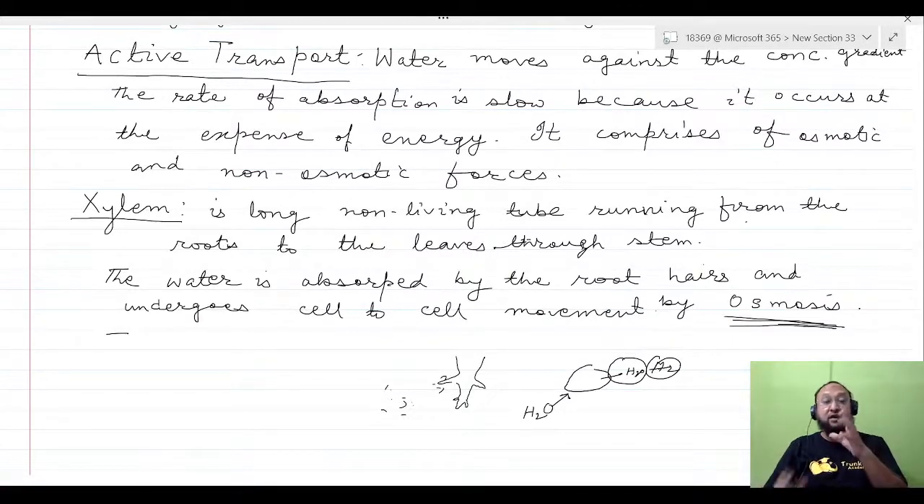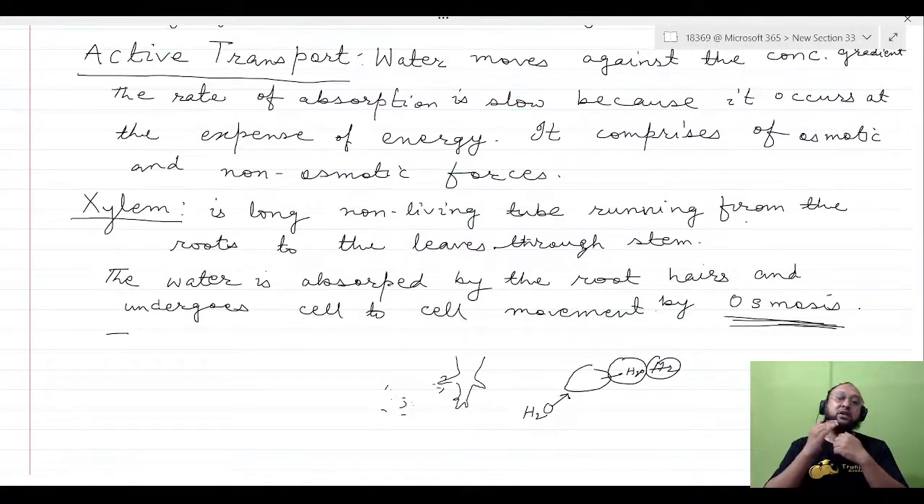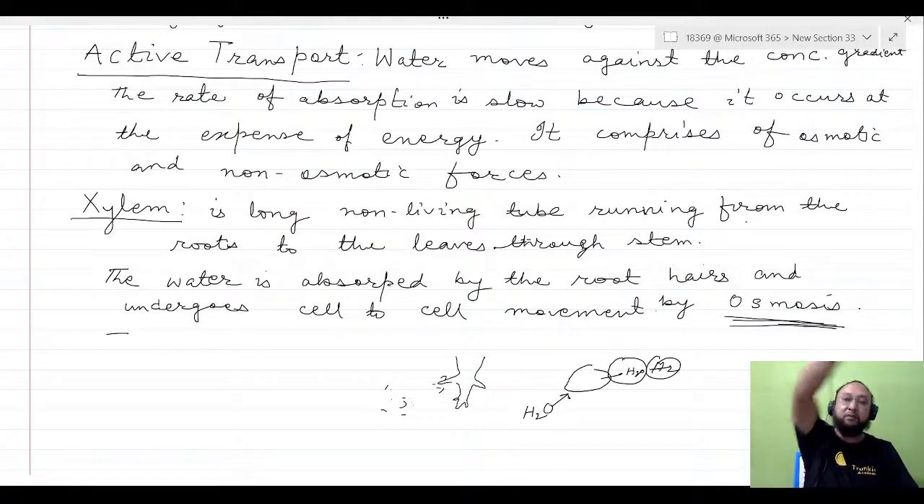Remember this. First, there is the absorption by osmosis into the root hair cells. The first cell that is in contact with the soil and with the water will absorb the water molecule by the process of osmosis. Then it will move to the adjacent cell, and from that to another adjacent cell, and in this way it will go until it reaches the xylem tissue, or xylem conducting tube, and then the xylem will transport it to the different parts of the plant body.